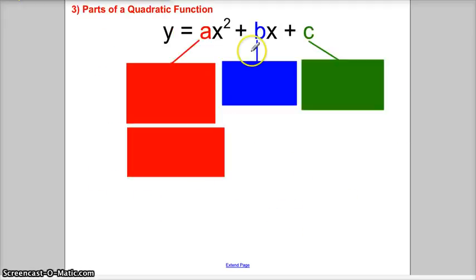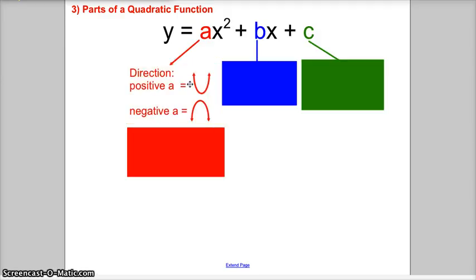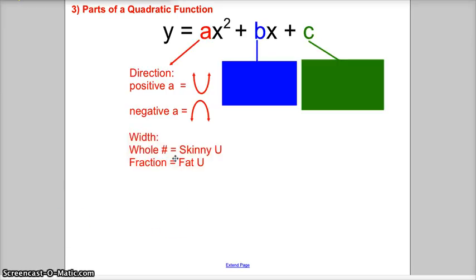Parts of a quadratic function. The quadratic function is anything in the form of y equals ax squared plus bx plus c. The a affects the direction. A positive a value opens upward, a negative a value opens downward. The actual number of the a value, think of it more as an absolute value, affects the width.